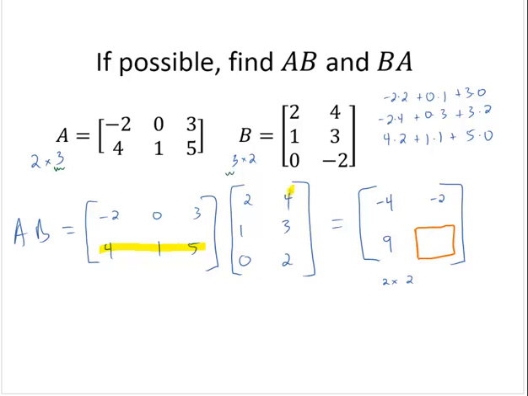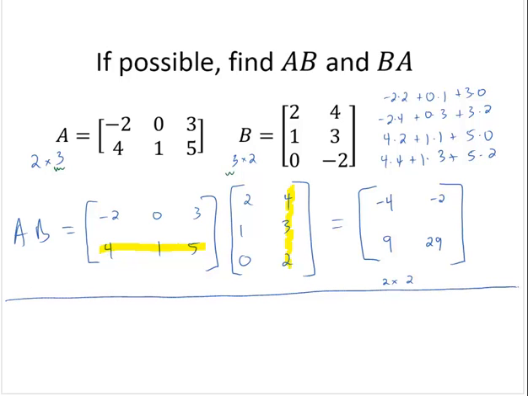Second row, second column, multiply the second row by the second column. So that would be 4 times 4 plus 1 times 3 plus 5 times 2. 16 plus 3 plus 10 is 29. All right, now let's see if we can find the product BA.